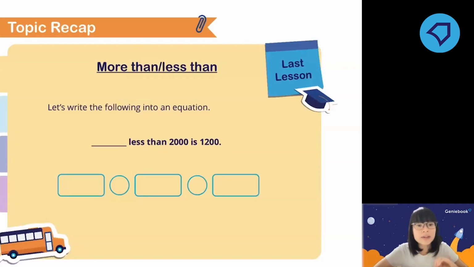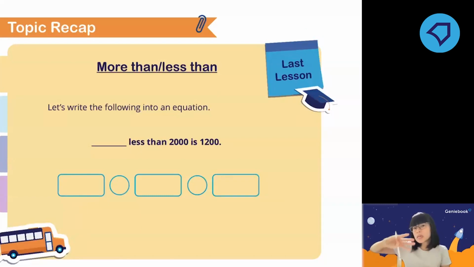We are going to write the following into an equation. We have something less than 2,000 is 1,200. A lot of you are giving me the answer, but I need you to help me to put it into an equation. So can you tell me what number should go inside here? Should it be 2,000? Should it be blank? Or should it be 1,200? What do you think?